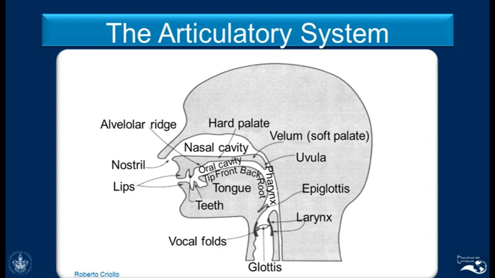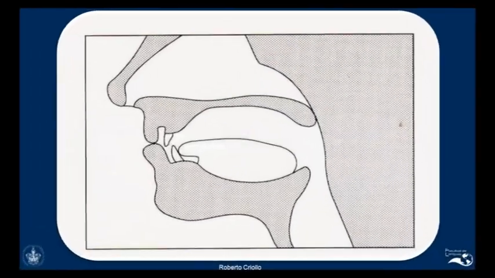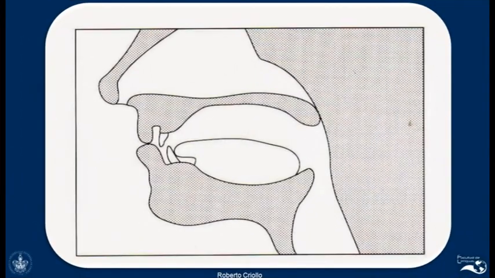So when going to describe consonant sounds, we need to refer to these different places of articulation. That means the organs that are involved in the production of these sounds. So now let's begin with the description of consonant sounds of English depending on the place of articulation.